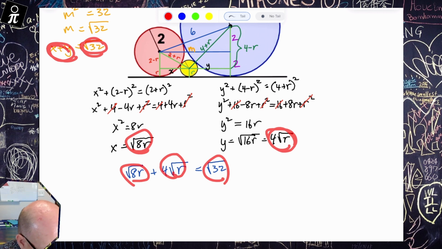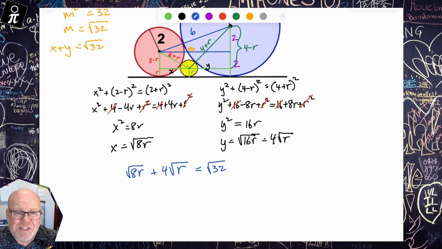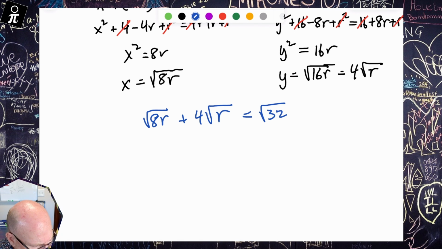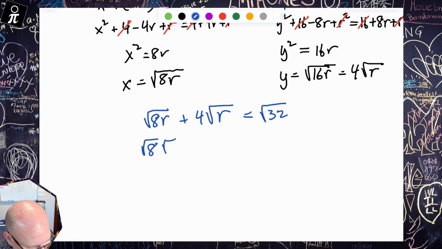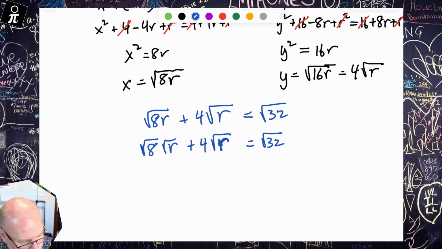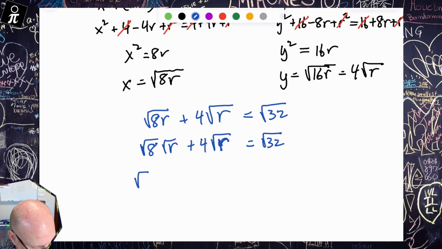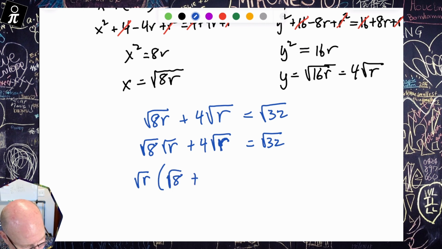All right, so now we're just going to keep going. Now we just have to simplify for r. Not super easy, but we can do this. We can do a little bit of fancy algebra here. I know that this is the square root of 8 times the square root of r, plus this is 4 times the square root of r, and all of that is equal to the square root of 32. So I see that there's a square root of r common in both of these terms. So I'm going to factor that out. And I get the square root of r times the quantity square root of 8 plus 4 is equal to the square root of 32.